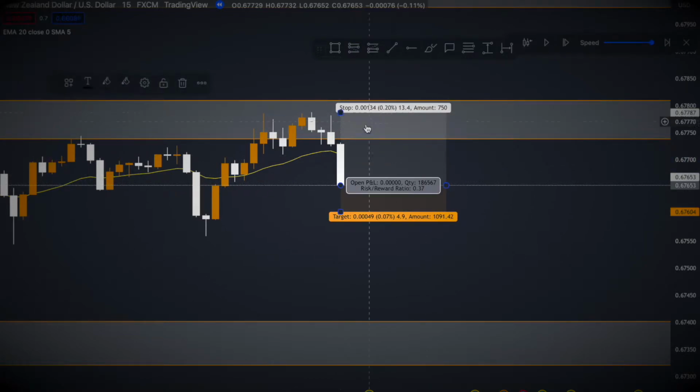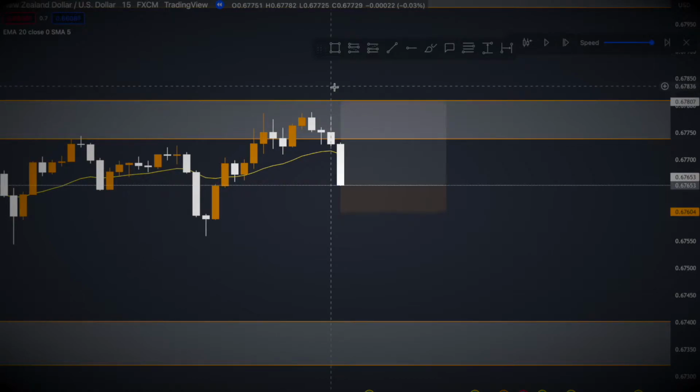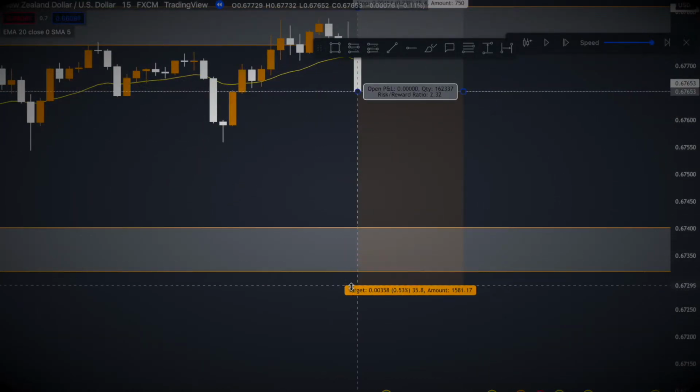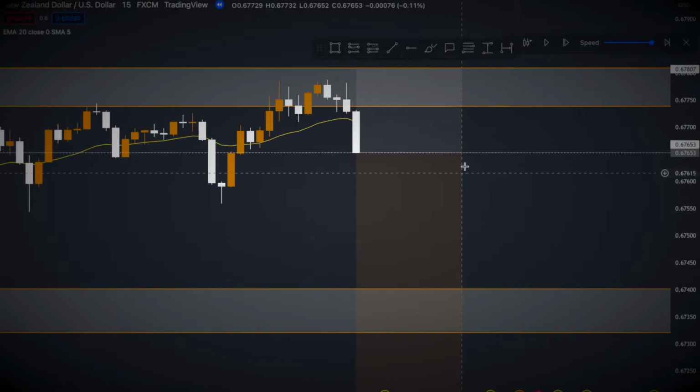Stop loss, this is where a stop loss would be, and I'll do 2 pips higher. So 13.4, so 14.4, 15.4. And I target 1 to 3s, all the way down there.